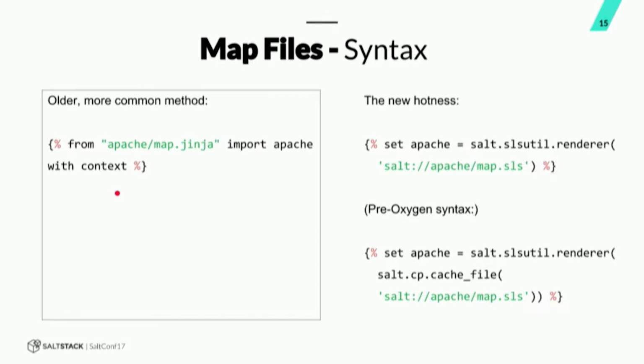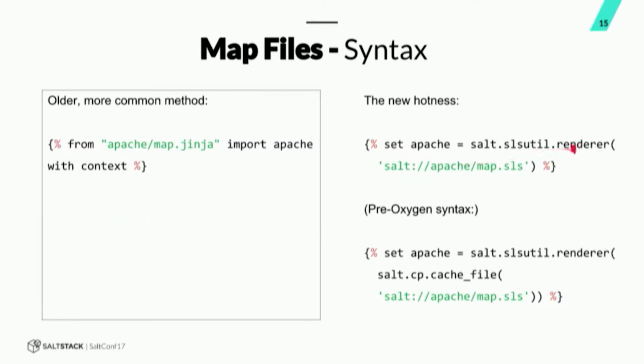There's a syntax for this, which you may have seen if you're in the formulas organization, that looks like this over here on the left. It uses Jinja imports to pull that map file in. You've got to pass this with context, which is important. So that's what you've likely seen.